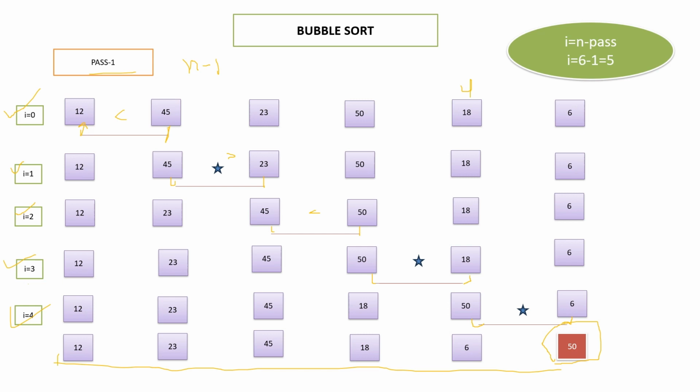So it means that in every pass, one element will be placed at its correct position. That's why we iterate the ith loop up to n minus pass. So i starts at 0 and goes up to n minus pass.